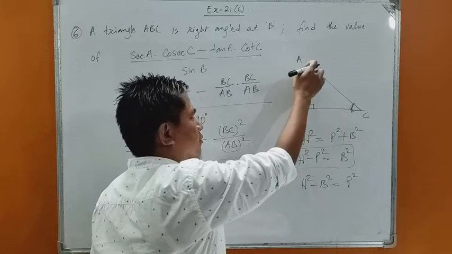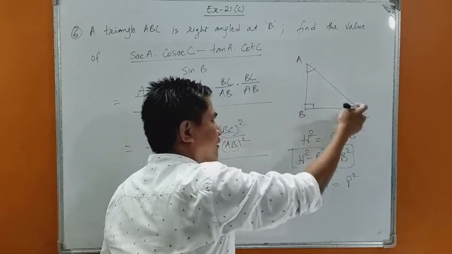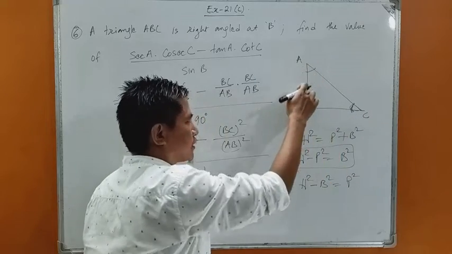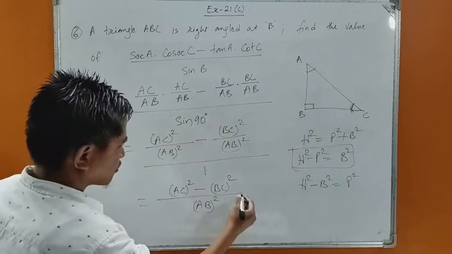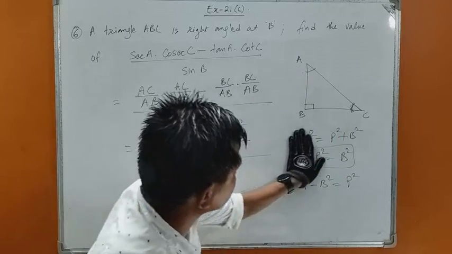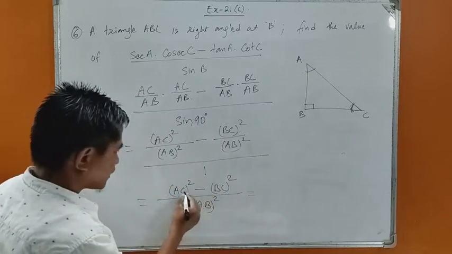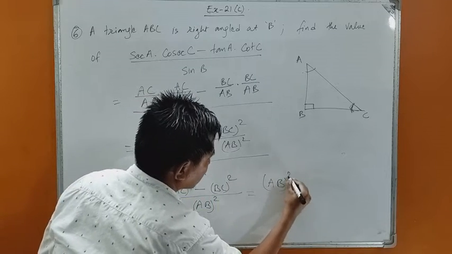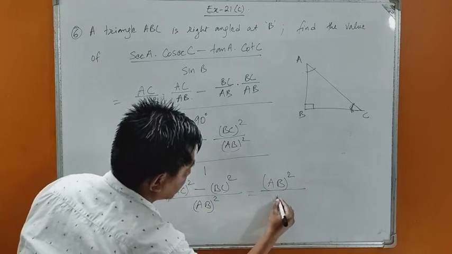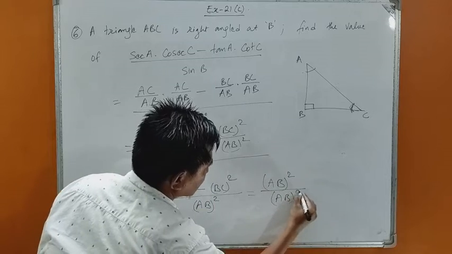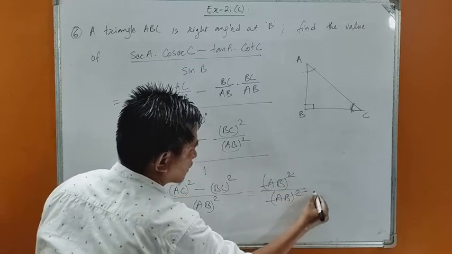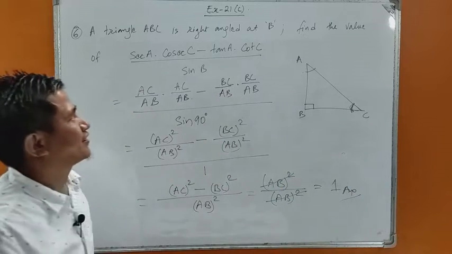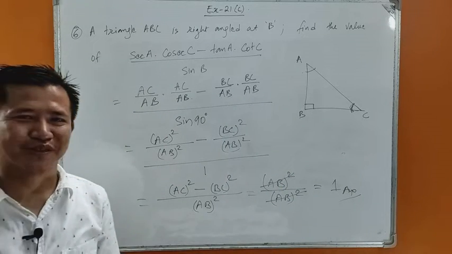So let's talk about this angle. AC square minus BC square, hypotenuse square minus perpendicular square, is base square, AB square, isn't it? So this can be written as AB square upon AB square. This AB square and AB square can be cancelled and the answer is 1. I hope you got this. Now let us move on to the next question, question number 7.